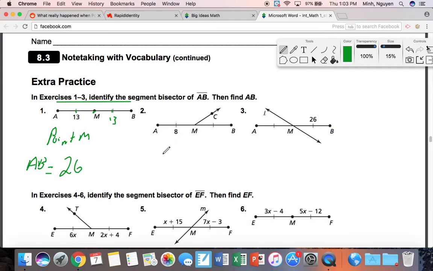Identify the segment bisector. This is ray MC. And then this is line L. And then I will leave you to find AB. It should really not be that complicated. If it's being cut in half, it's going to be the same thing on both sides. So if this is 8, that's 8. If this is 26, that's 26.